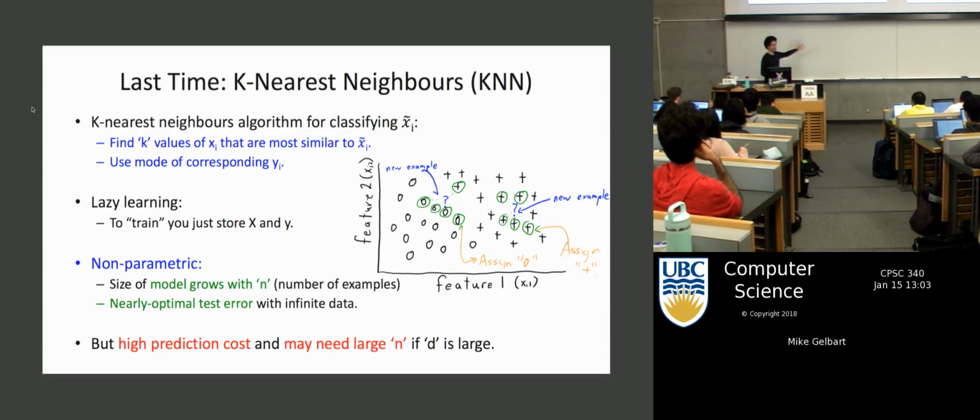So training, there wasn't really anything to do, but prediction could be slow because for some point we need to compute the distances with all the training examples.